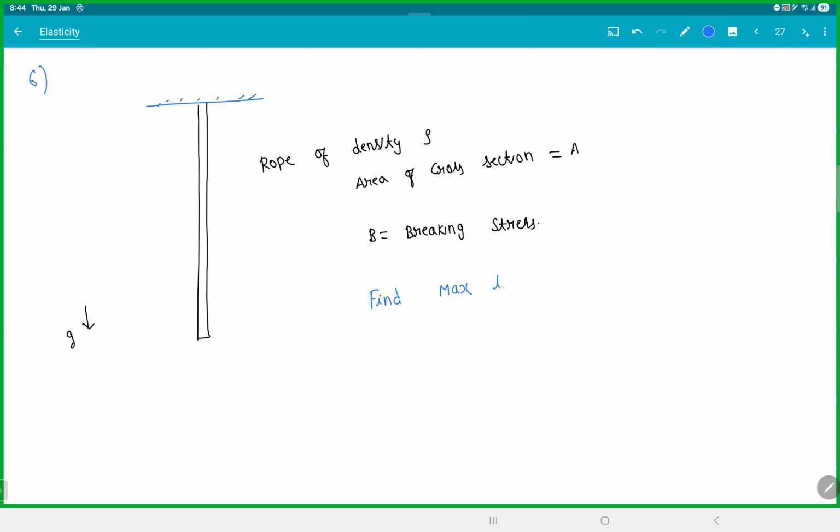If you're hanging a rope from the ceiling, so this is a rope hanging from the ceiling. Find max length of the rope that can be hanged without breaking.